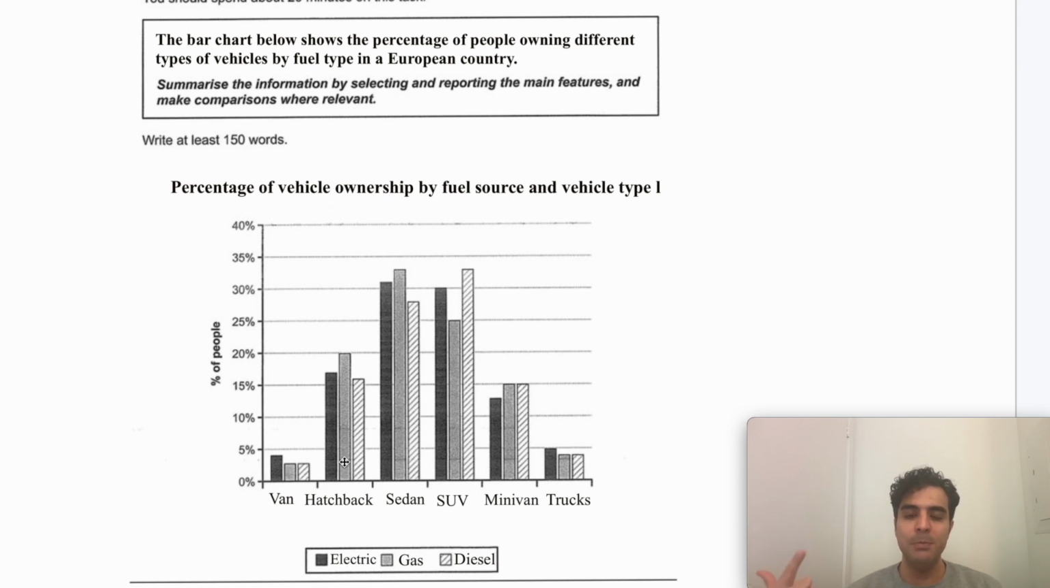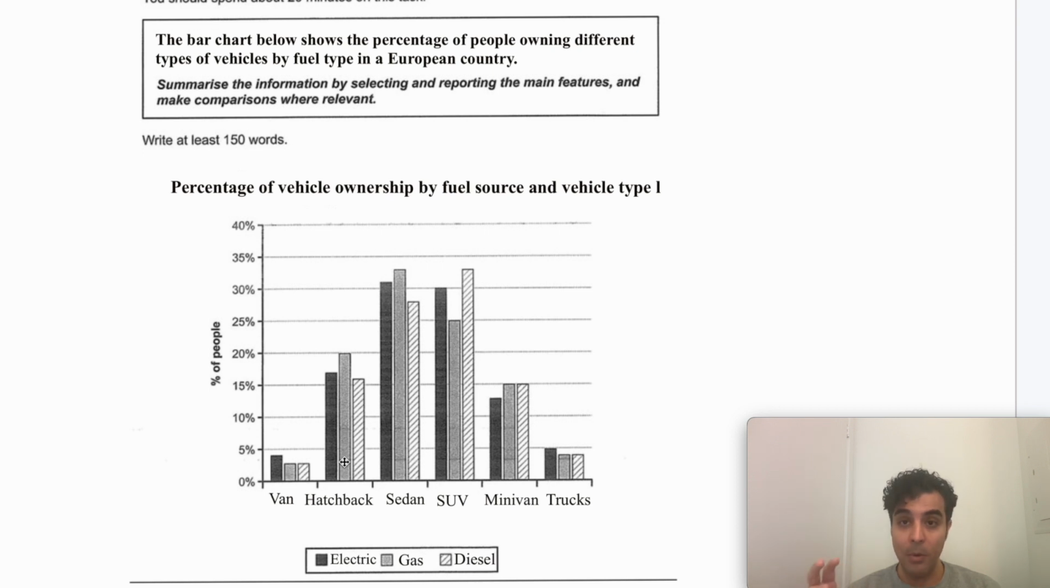1 for vans, 1 for hatchbacks, 1 for sedans, 1 for SUVs, 1 for minivans, and 1 for trucks. I cannot afford to write 6 paragraphs. Remember, 2 or 3. Okay, what other option do I have? Well, what if I go with the other classification? That is, what if I write 3 paragraphs? 1 for electric, 1 for gas, and 1 for diesel fueled vehicles, right? This one works beautifully.